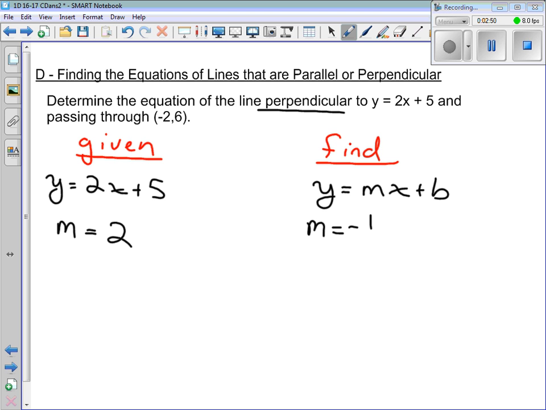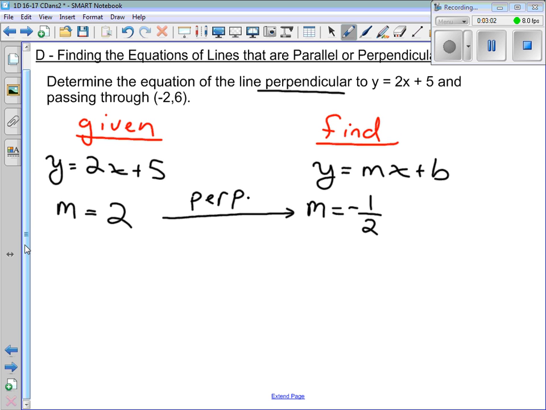Negative 1 over 2, right, because these have to be negative reciprocals, because these things are perpendicular. And I'll just write perp in here like this. So now we know the slope of the line that we are trying to find. So let's put that into our expression y equals mx plus b. Okay. So we're getting a little bit closer to having the equation of this line. We've got this slope. Now we need to find our y-intercept. What can we do here to find our y-intercept?